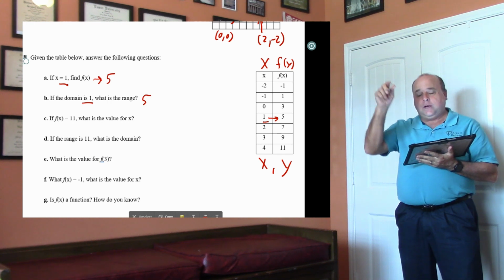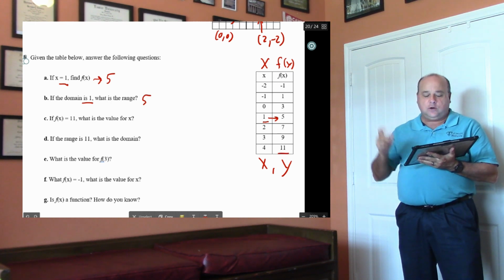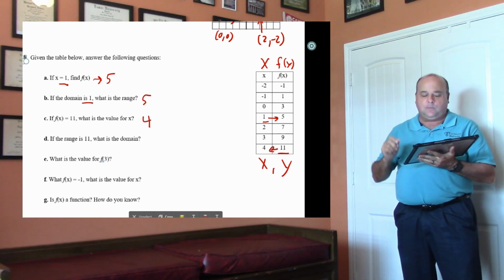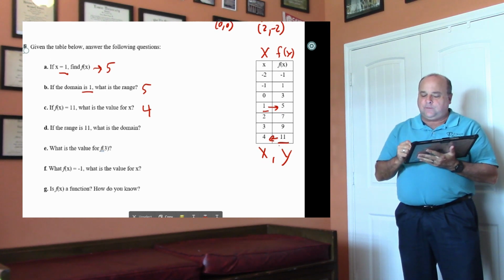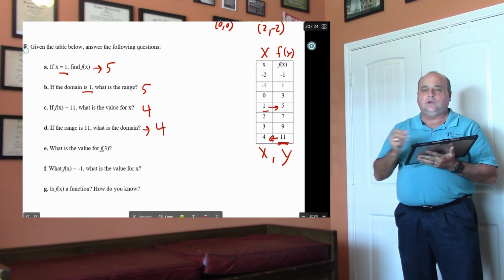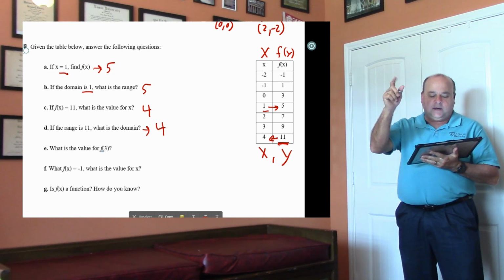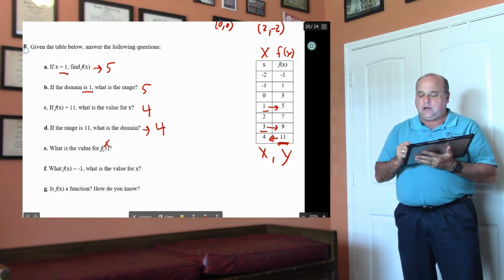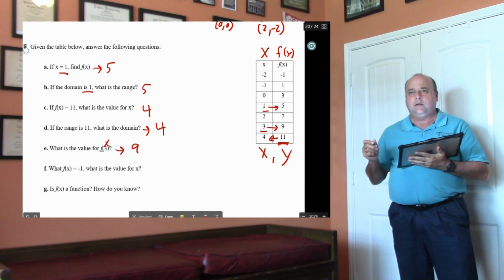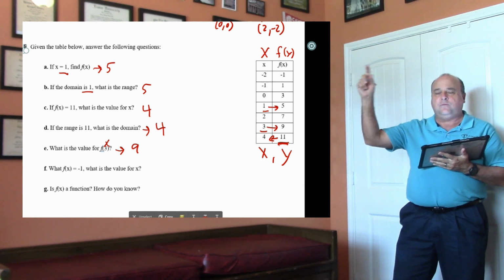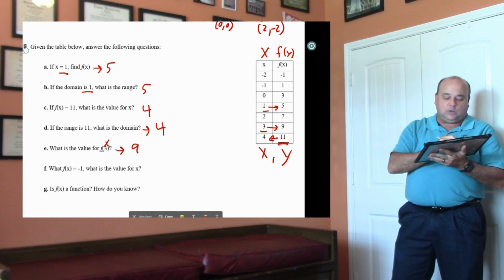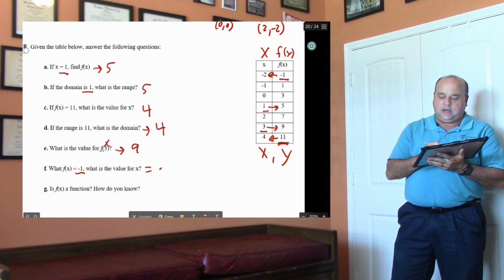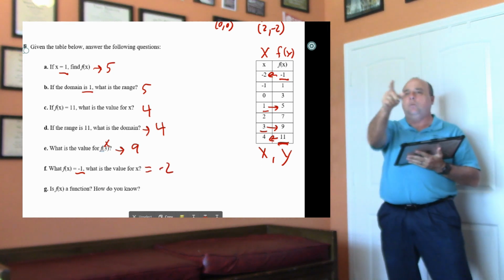If f of x is equal to 11, so my 11 in f of x is here, what is the value for x? I'm going to go backwards, it would be 4. You're just reading the table, aren't you? If the range is 11, so if my range is 11, my domain is 4 also, right? We're repeating these, aren't we? What is the value for f of 3? This is my x in it. So where's x equal 3? It's right here. The value for f of 3 would be 9, wouldn't it? So you got to figure out if they're giving you the f of x or the x or the y. If f of x equals -1, so -1 right here in the f of x column, the x would be -2.